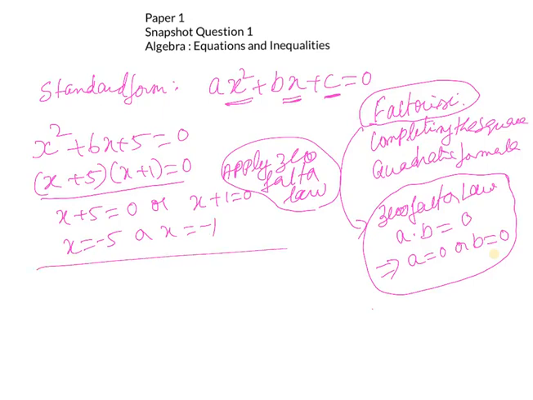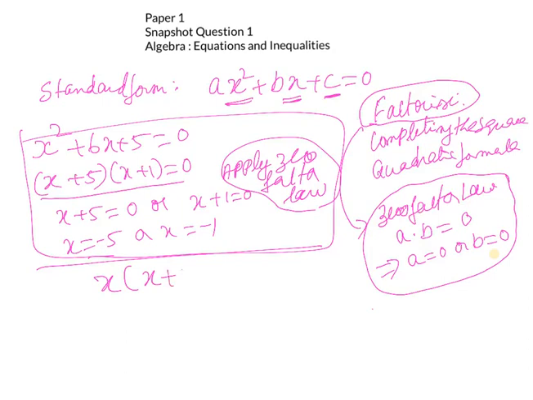Care must be taken when the question changes to x times (x plus 3) is equal to 28. Don't write x is equal to 28, x plus 3 is equal to 28. Yes, that is wrong mathematics.